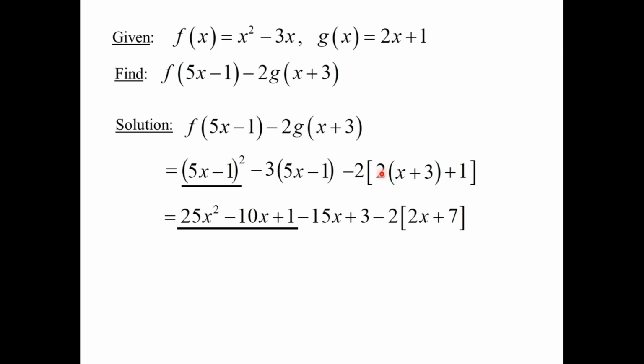Meanwhile, inside the square brackets, it's 2x plus 6 plus 1, 2x plus 7. And now expanding into the bracket, minus 4x, minus 14 right here, and meanwhile, minus 10x minus 15 is minus 25x, and plus 3 plus 1 plus 3 is plus 4. Collecting like terms, doing basic algebra from previous grades of math, we can make this statement.